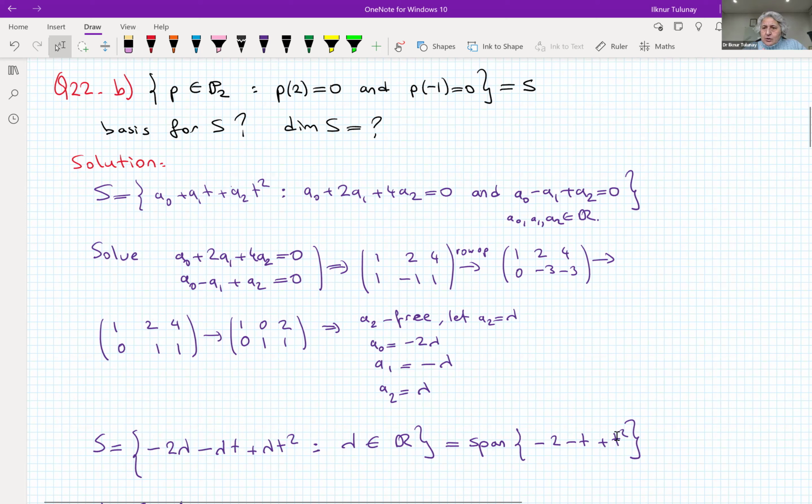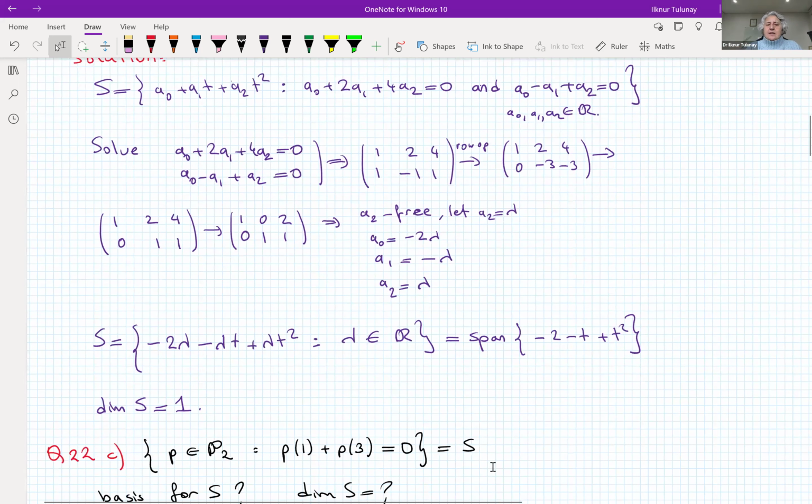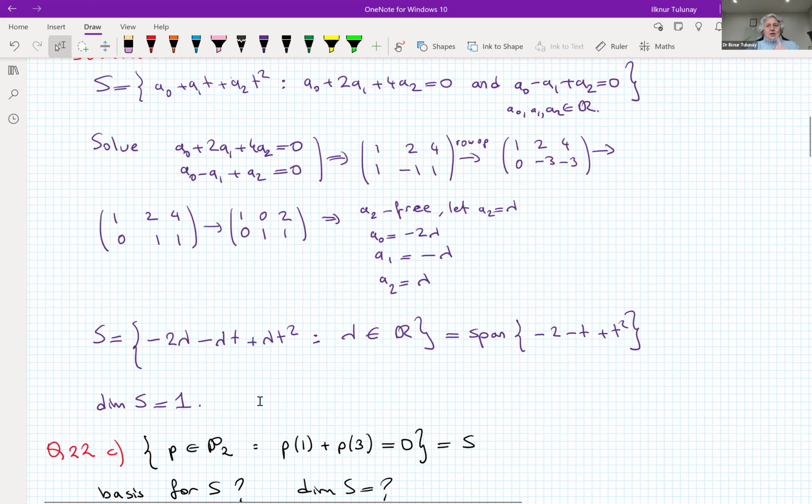So you have one polynomial only, and by just multiplying with any scalar lambda throughout all of R, you will be able to obtain the whole set S, the whole subspace S. That means it is spanned by one vector, but by one polynomial. This means that the dimension of S is just 1. I think this is straightforward.